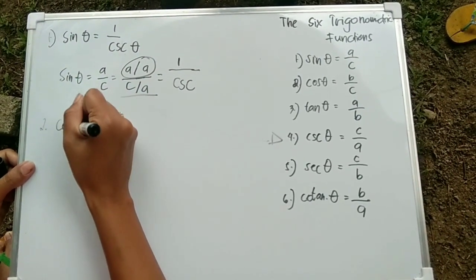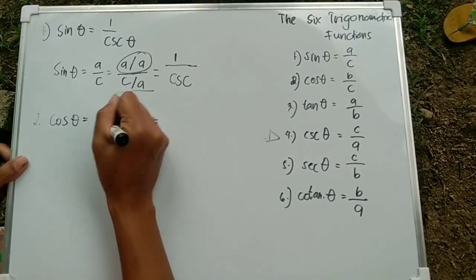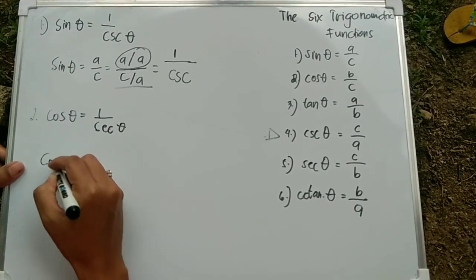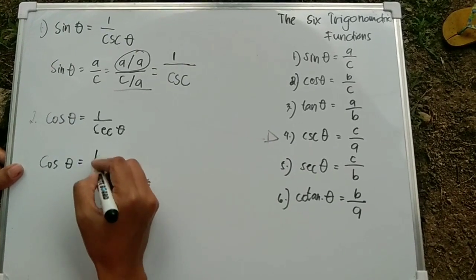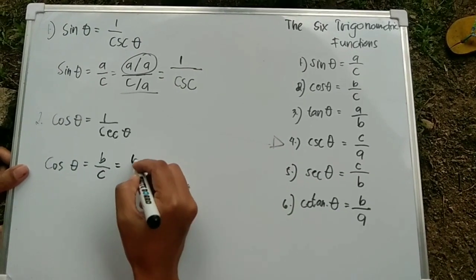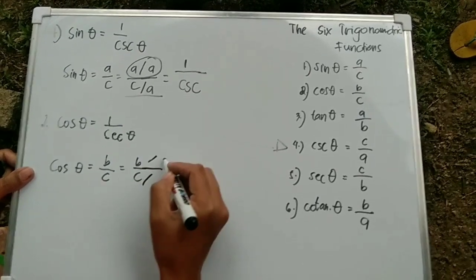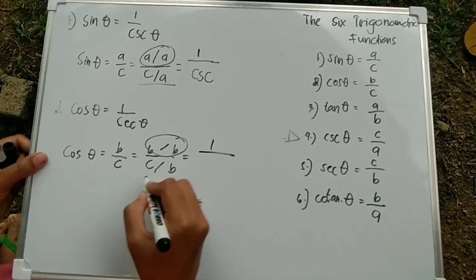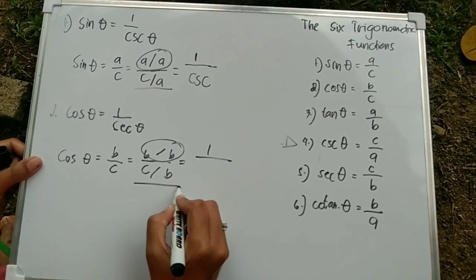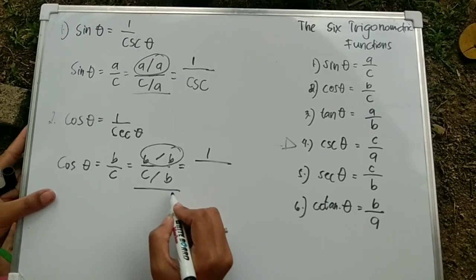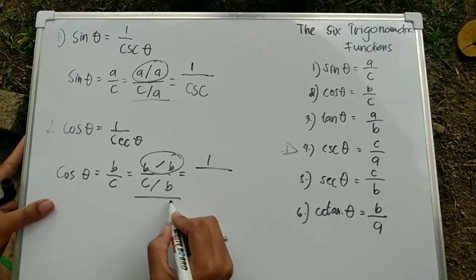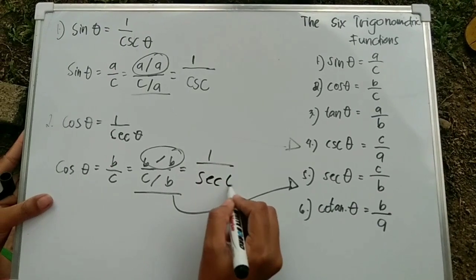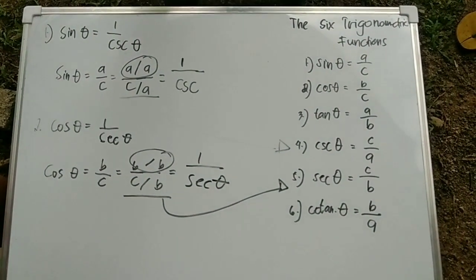Number 2, we have cosine theta, which is equal to 1 over secant theta. So cosine theta is equal to B over C, and then divide both by B. So the numerator is 1 and C over B is secant theta. So that is why cosine theta is equal to 1 over secant theta.